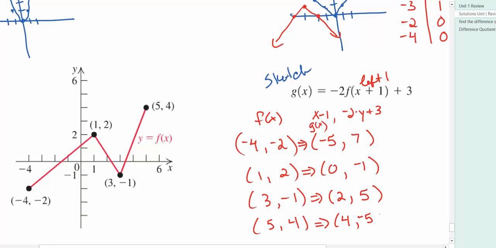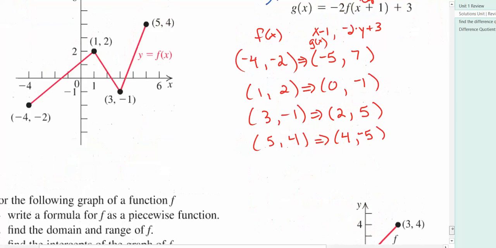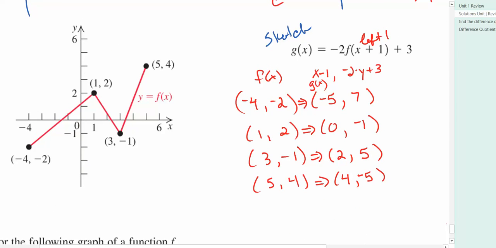All right, and so your new points, if you wanted to, you could plot them on the same graph. So we have -5, 7. I have to go up here. So -5, 7. There's that point. And then 1, 2 becomes 0, -1. So 0, -1. And then 2, 5. And then 4, -5.